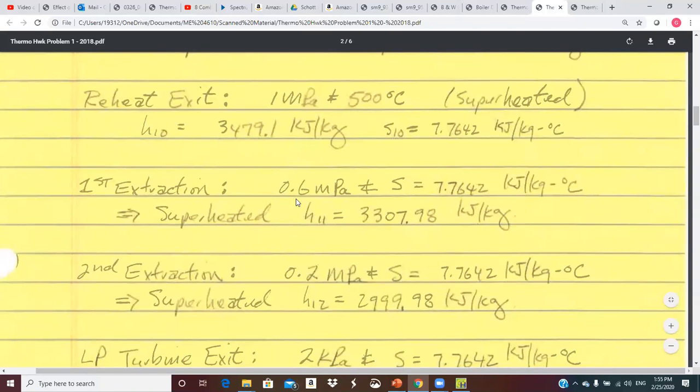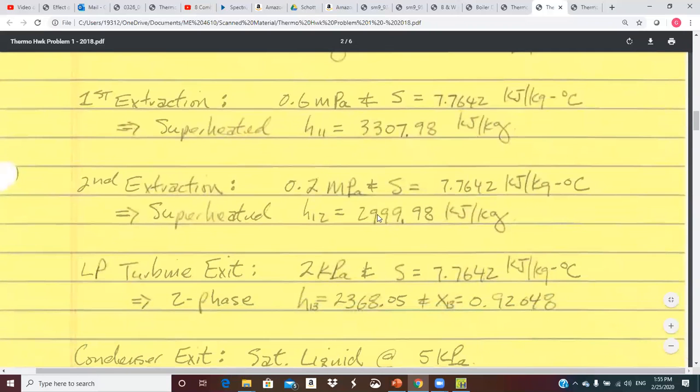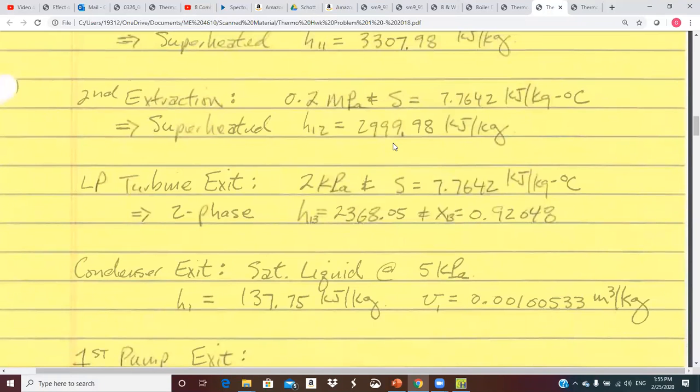Then we go partially through that low pressure turbine to the first extraction. So it's 0.6 MPa and the same entropy because we're isentropic throughout. And so that's still superheated, 3308 about enthalpy. We get down to the next extraction, 0.2 MPa and the same entropy. So you're off in the steam tables again, superheated, about 3,000 kilojoules per kilogram.